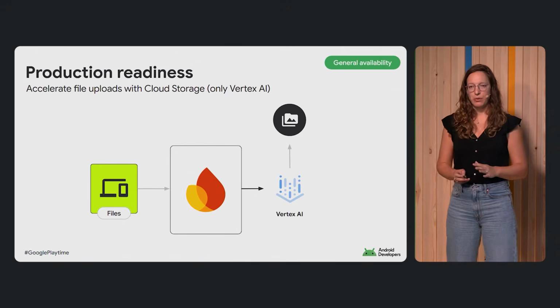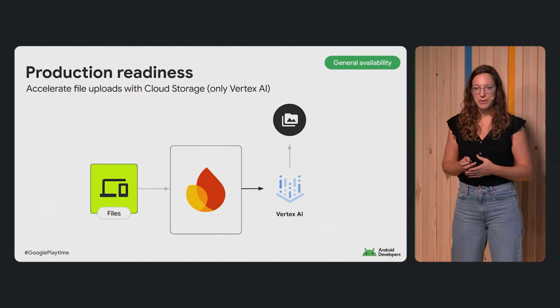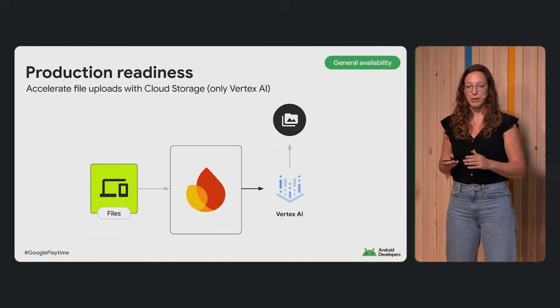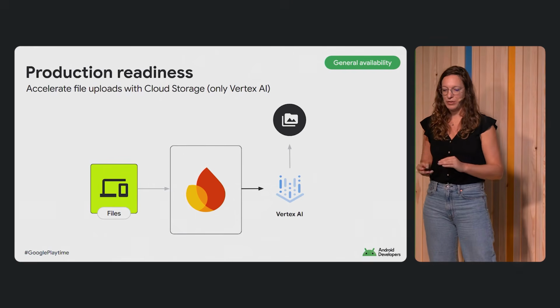Then if your use case involves large multimodal inputs, for example images, PDFs, and video, and if you're using the Vertex AI API, you can accelerate uploads by using Cloud Storage for Firebase. And this ensures that your data pipes are as fast and efficient as your models.